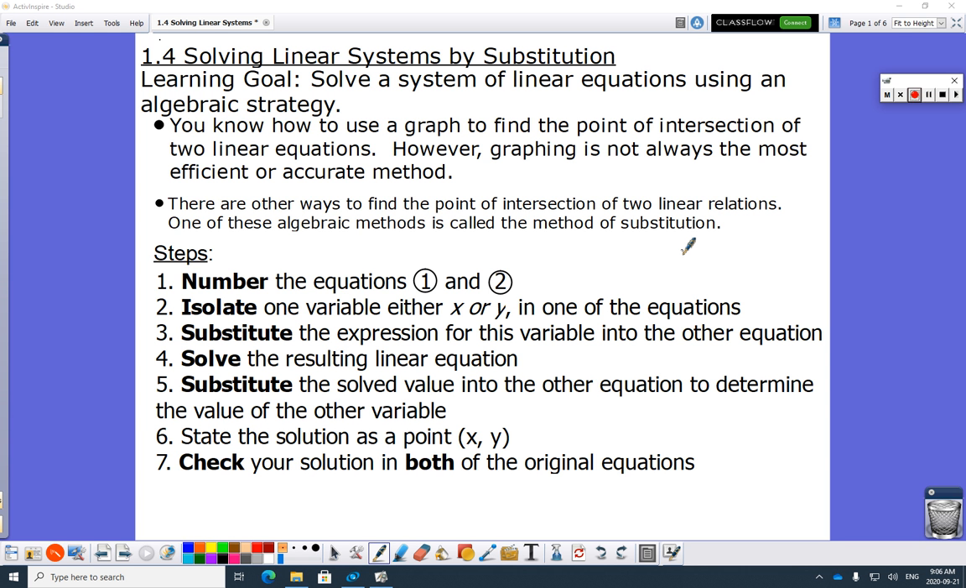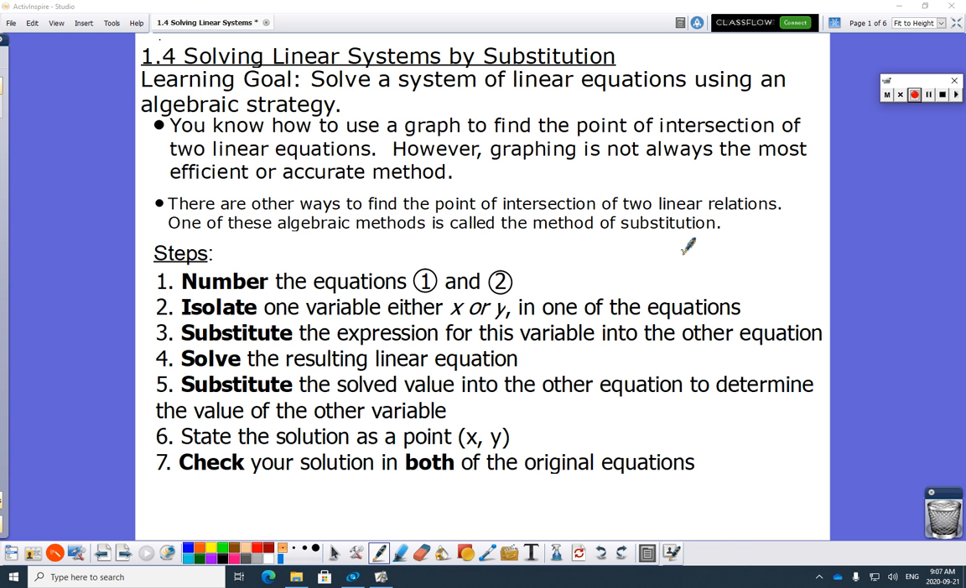Okay, so substitution is another method to solve a system of linear equations. So there's going to be two equations, and same thing with elimination as well. These questions are not too bad, except when there are fractions, and you have to clear the fractions first.